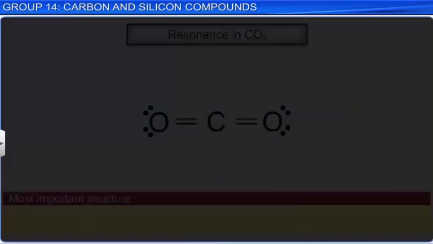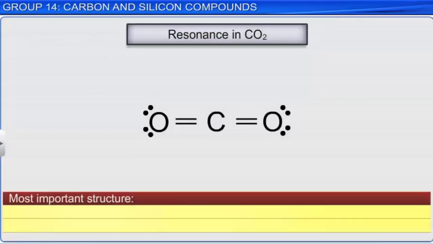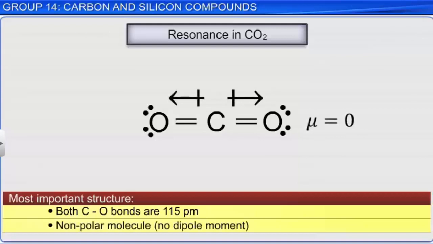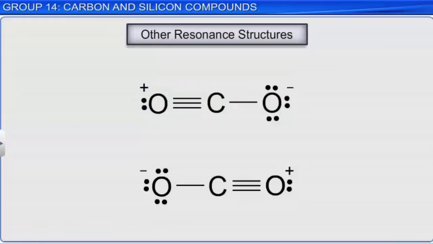The most important Lewis structure for carbon dioxide has both the oxygen atoms double bonded to the central carbon atom. The carbon-oxygen bonds are 115 picometers in length. The carbon dioxide molecule is non-polar. Although the carbon-oxygen bonds are polar, the bond dipoles cancel. Two other resonance structures shown here can also be drawn for carbon dioxide.